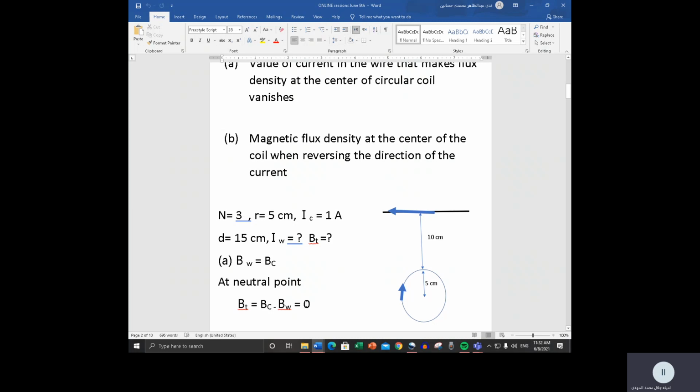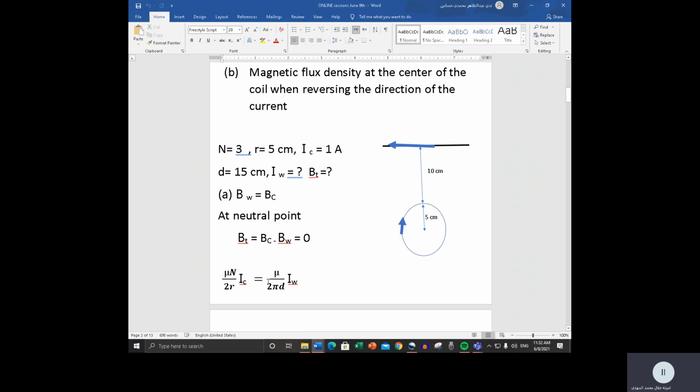Where did I get 0 from? Because it is a neutral point. All right, and he said that the field at the center of the circular coil vanishes. So BT must equal 0. When BT equals 0 and we subtract BC minus BW, that makes BW equal BC.